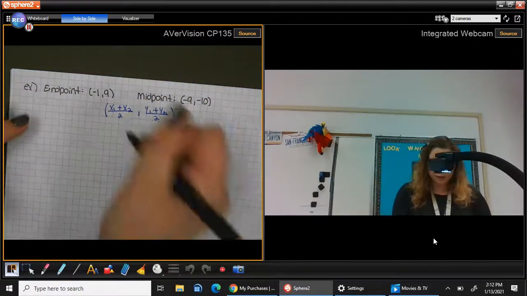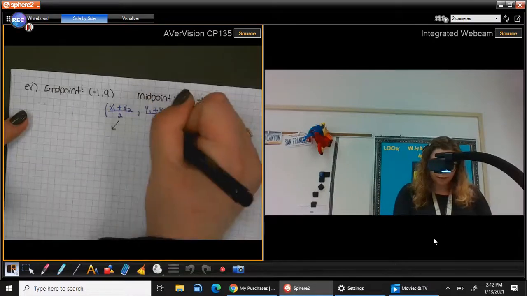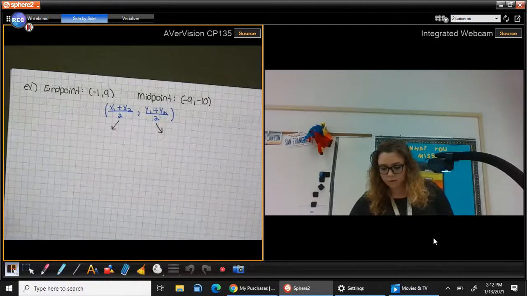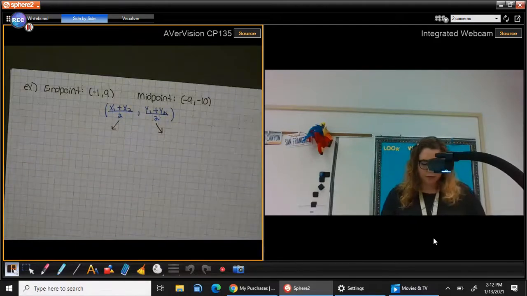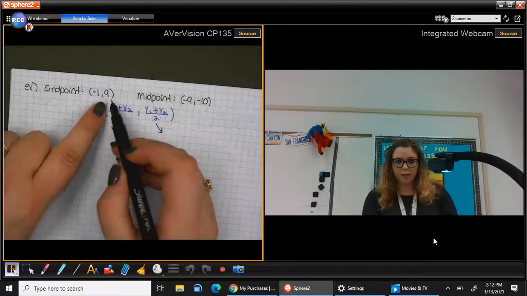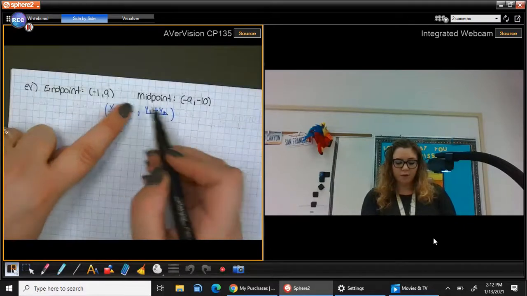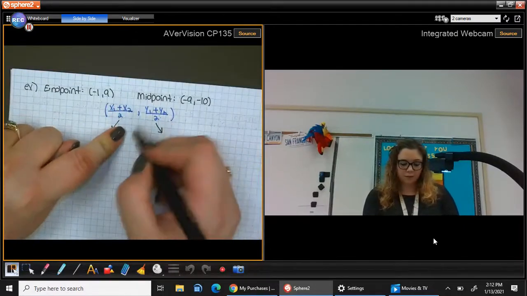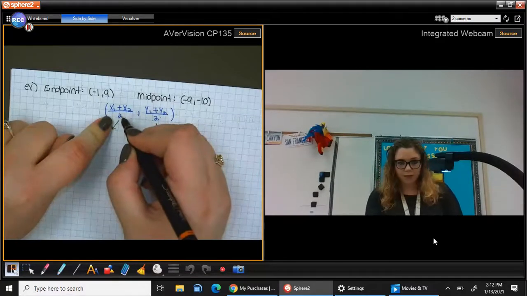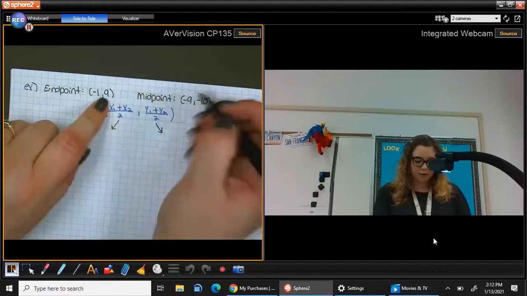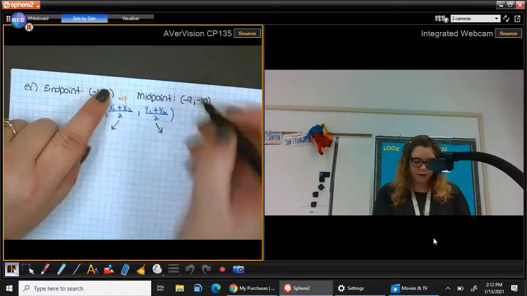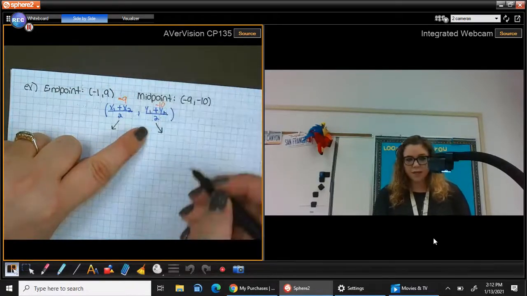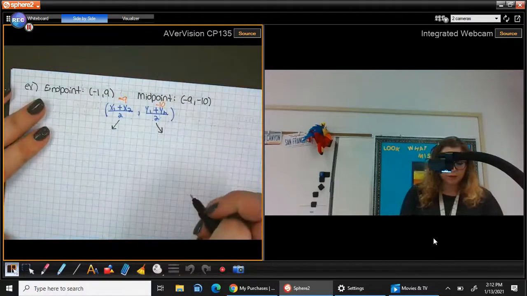Then from here, I'm going to rewrite it into an equation. So again, my endpoint is negative 1, 9. My midpoint is negative 9, negative 10. So if I solve this, my x value is going to eventually equal negative 9, and this whole thing is going to be equal to negative 10. So I'm going to use that, and I'm going to create my equations.